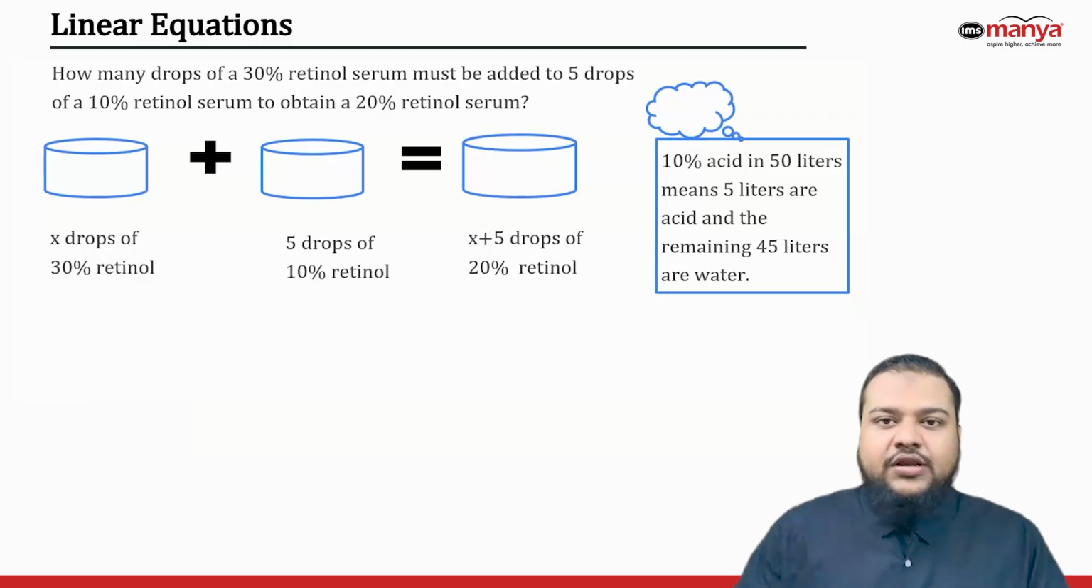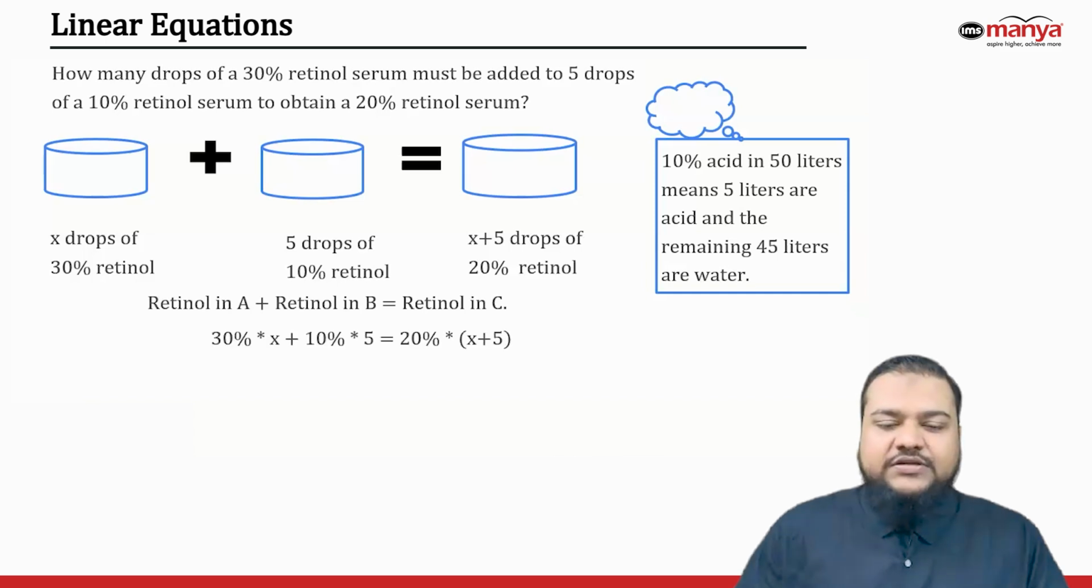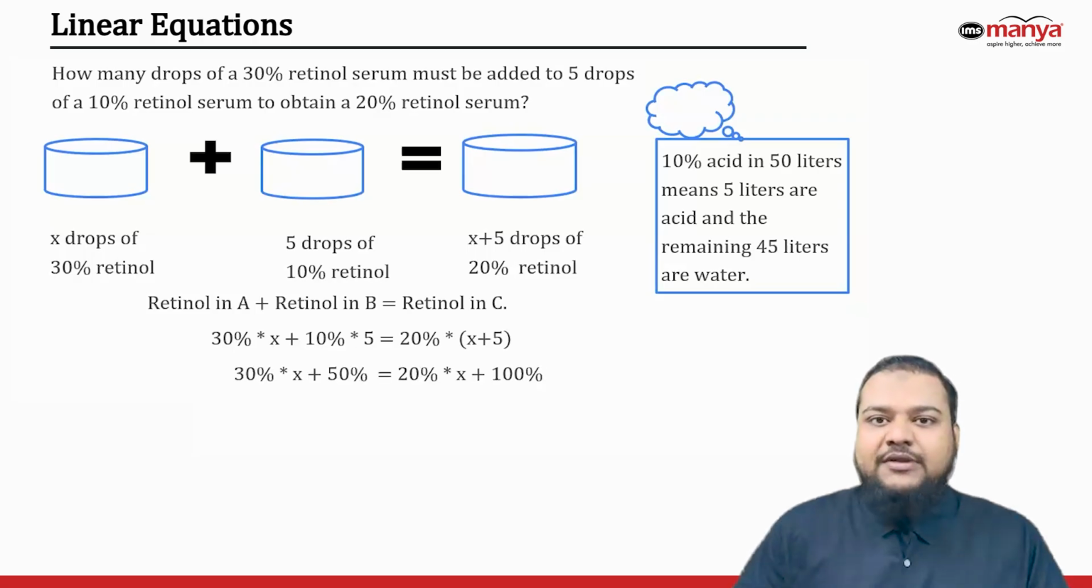So how much retinol is there in vessel A? That will be 30% of X. How much retinol will be in vessel B? That will be 10% of 5. I assume the value as X because that is what we have to find out, right? Don't mind if you want to take Y. Now that is equal to the retinol quantity in vessel C, which is the mixture of vessel A and B, and that is 20% of X plus 5.